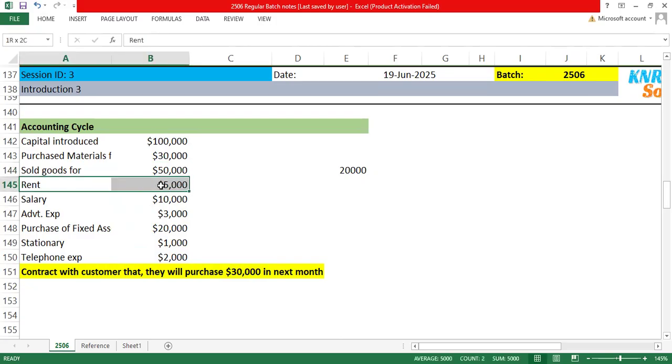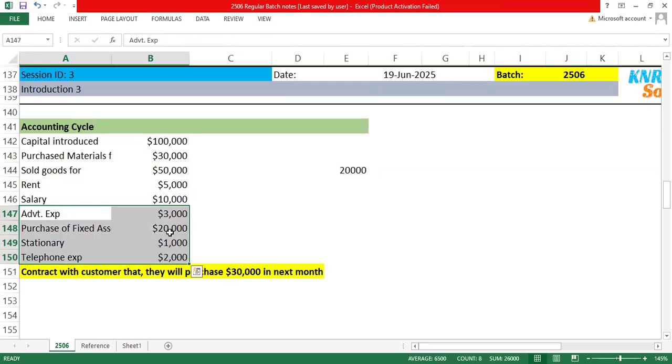Now rent, you paid rent, you have the evidence. Salary you are paying to your employees and for yourself, there is evidence. Advertisement expenses and purchase of fixed assets, you have the fixed assets. Stationery you have in your hands. Everything you have utilized, and in each and every transaction there is money either coming in or going out. This is called a business transaction.